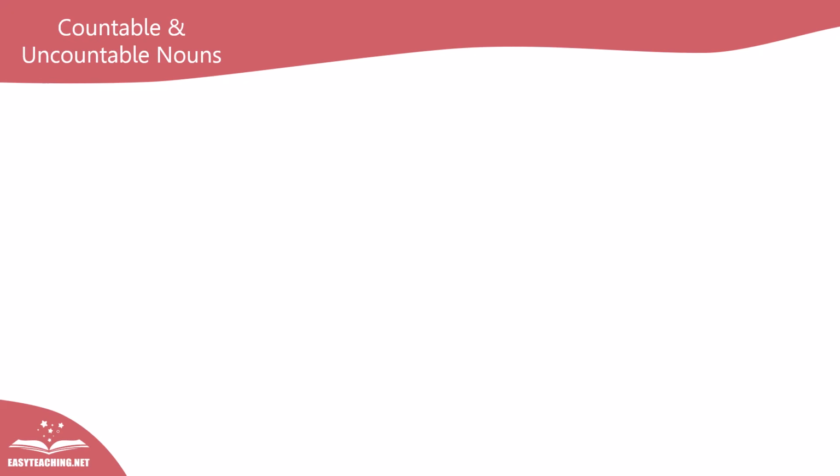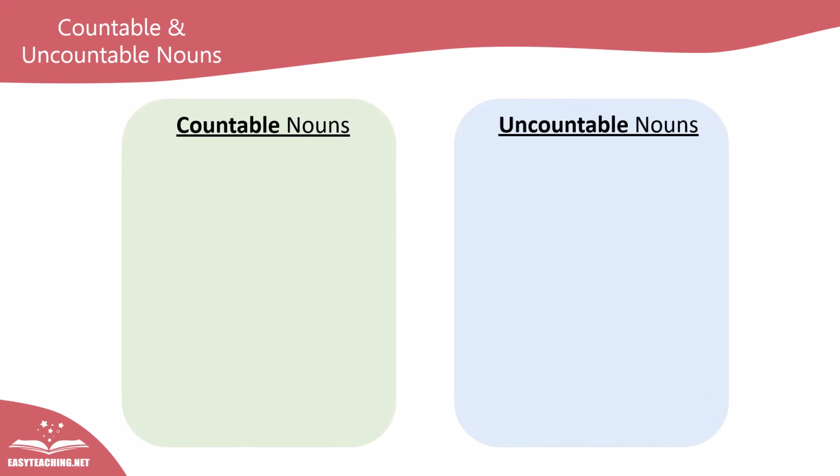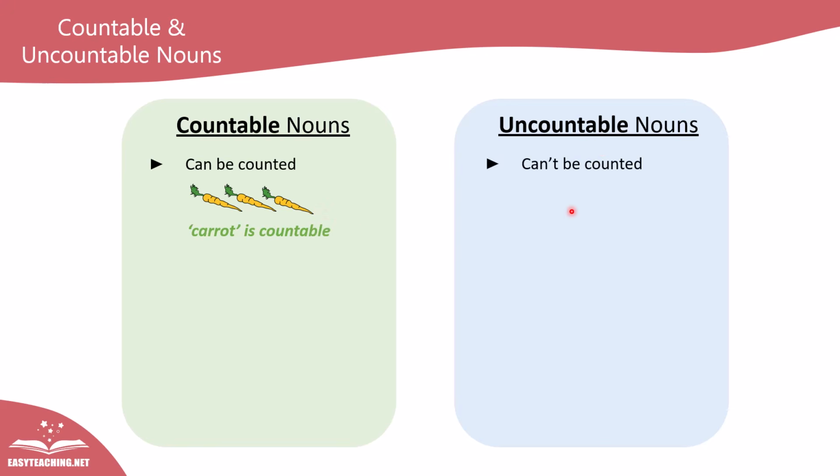One way to group nouns is whether they are countable or uncountable. As the name suggests, countable nouns are nouns that can be counted. For example, 1 carrot, 2 carrots, 3 carrots. Carrot is a countable noun. Uncountable nouns are nouns that cannot be counted so easily. For example, music is uncountable. We can't count music. Let's look at how to recognize whether a noun is countable or uncountable.